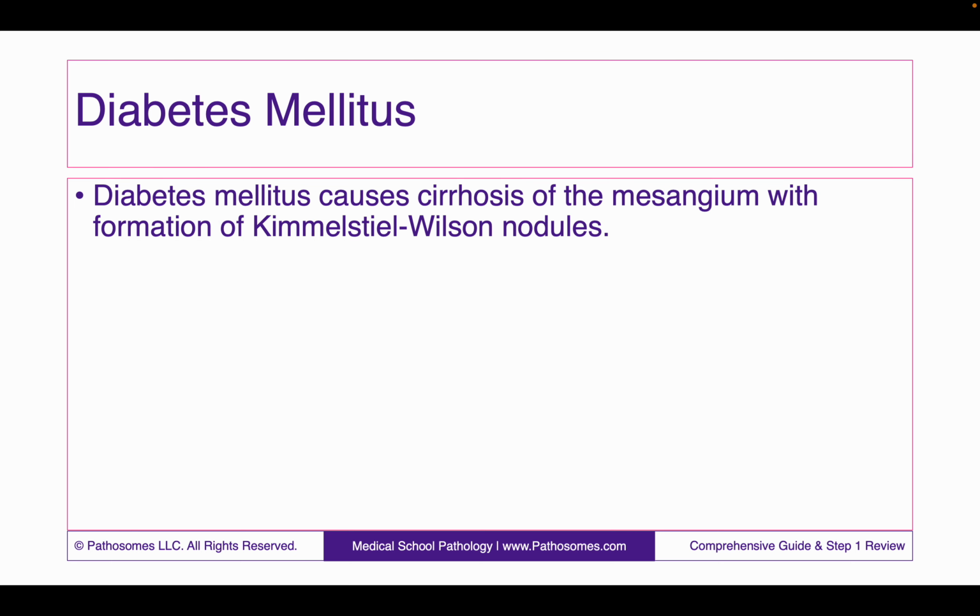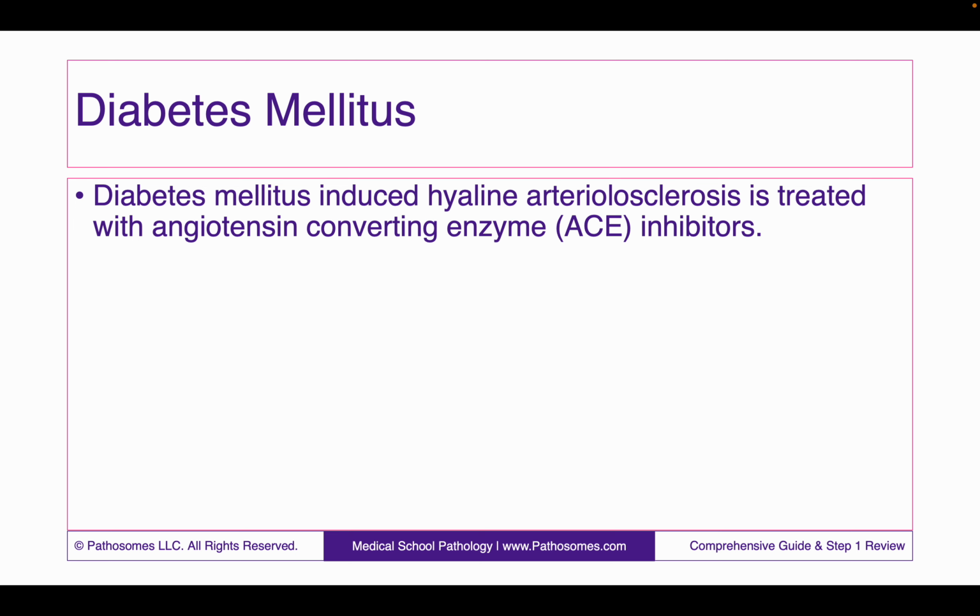Diabetes mellitus causes sclerosis of the mesangium with formation of buzzword Kimmelstiel-Wilson nodules, right? If you hear Kimmelstiel-Wilson nodules, which I guarantee you will, you know that's diabetes mellitus. Diabetes mellitus induced hyaline arteriolosclerosis is treated with ACE inhibitors.